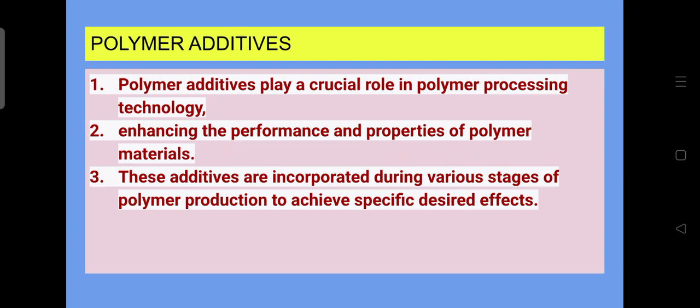So the main aim of adding these polymer additives is enhancing the performance and also the properties of the polymer materials. These additives are incorporated during various stages of polymer production to achieve specific desired effects. That means we can add the polymer additive at the initial step or in the process of polymerization, and also after getting the polymer solution you can add some more additives in order to get the desired properties.